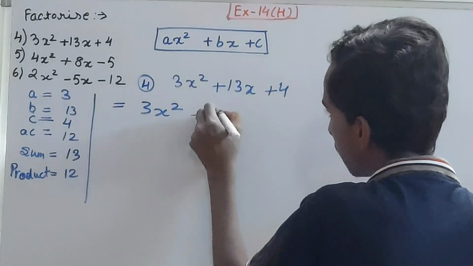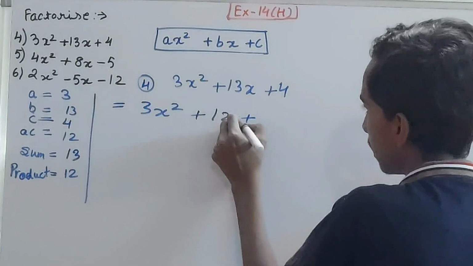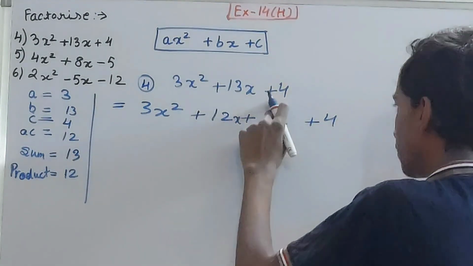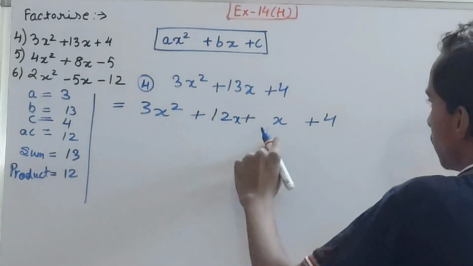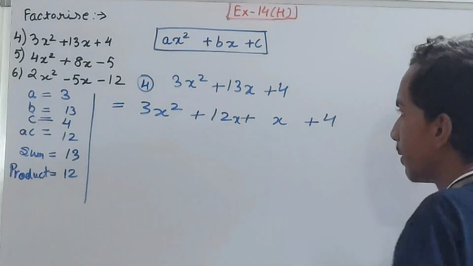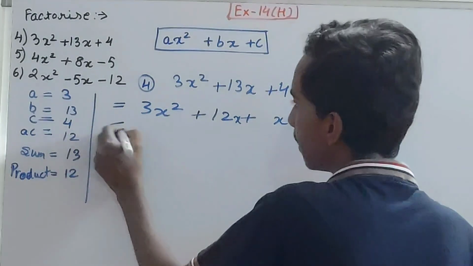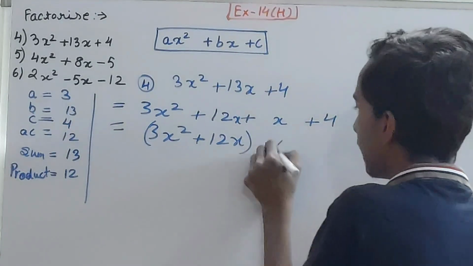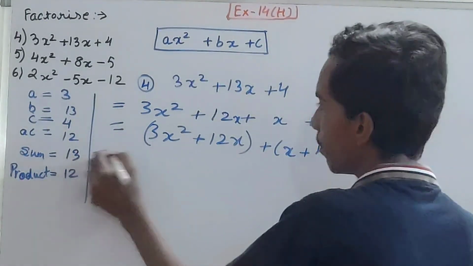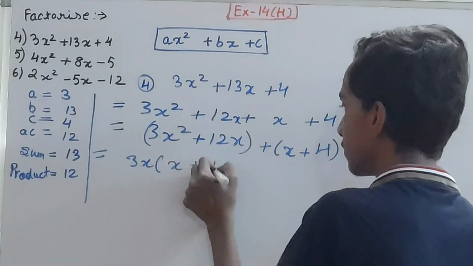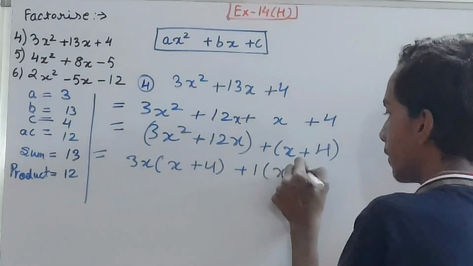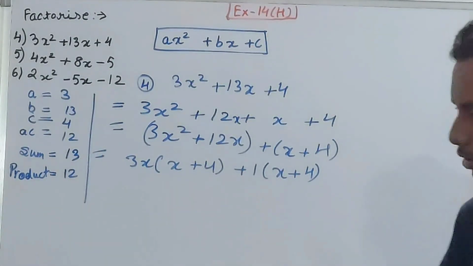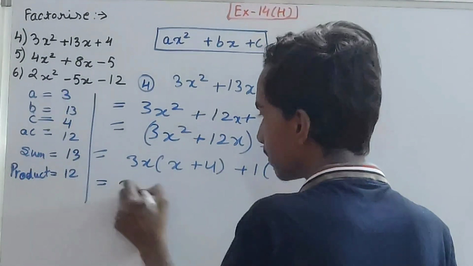12 into 1 is 12. So you can write here 12x plus x plus 4. When it is simply 1, you need not write this 1 down every time. You can simply keep it like this. Now we can make the groupings: 3x square plus 12x in one group and x plus 4 in another group. From the first group you can take 3x common, so you will have x plus 4. From the second you can take 1 common, so you will have x plus 4. When nothing is common, we take 1. Now from both the groups we can take x plus 4 common.